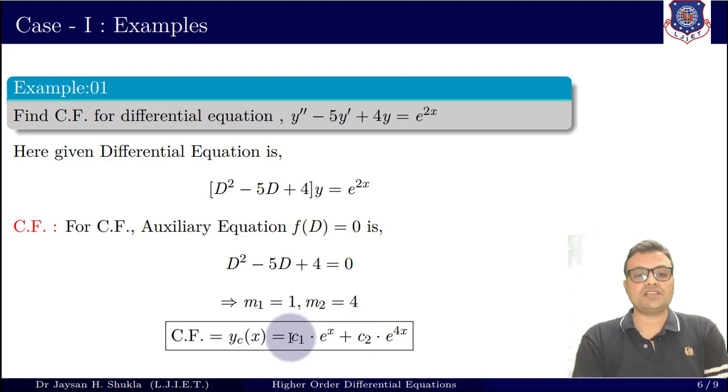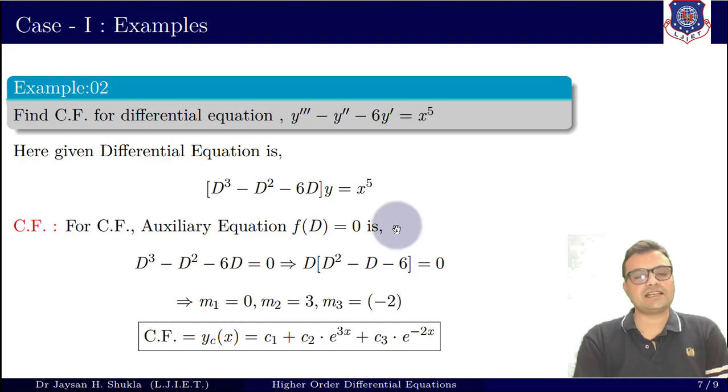It is c1 times e raised to m1x, which is 1 into x, plus c2 times e raised to 4x, which is x. There is no certain rule for the orders of the roots. You can consider this 4 in the first position and 1 in the second position. It is also a valid solution.